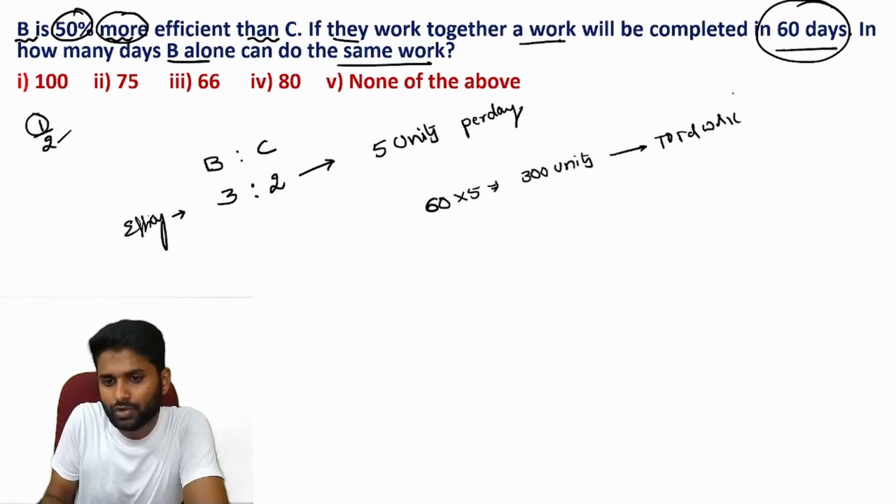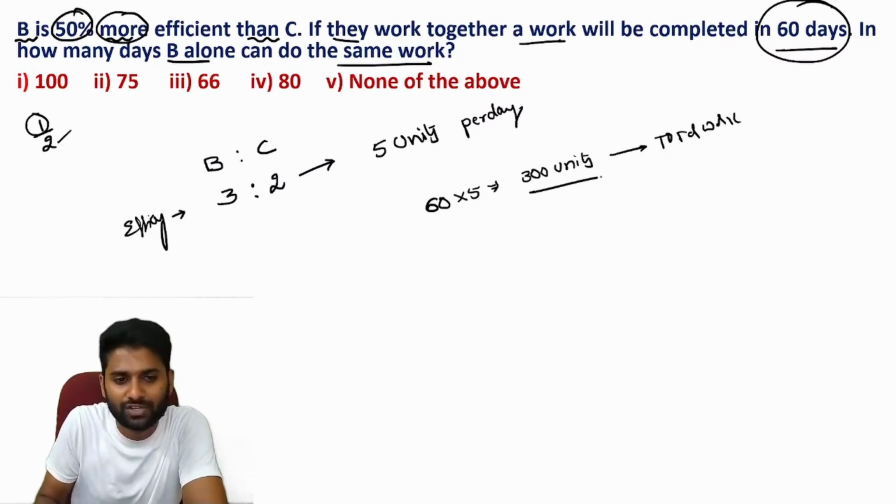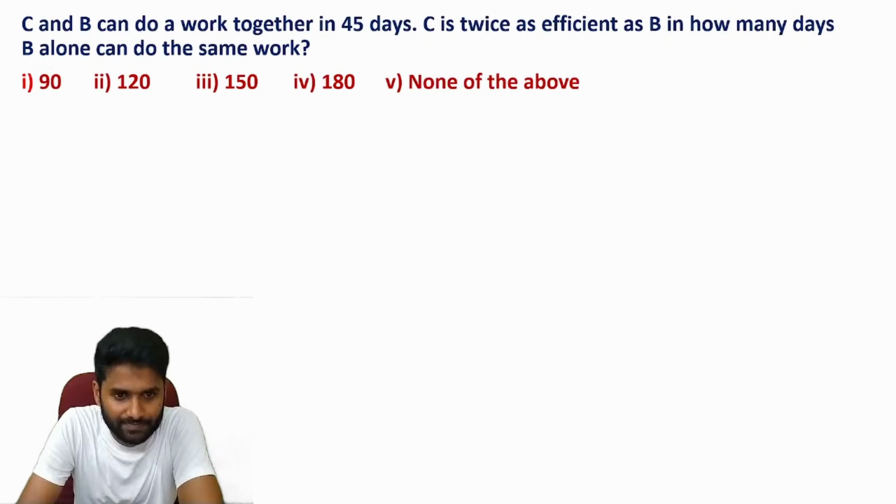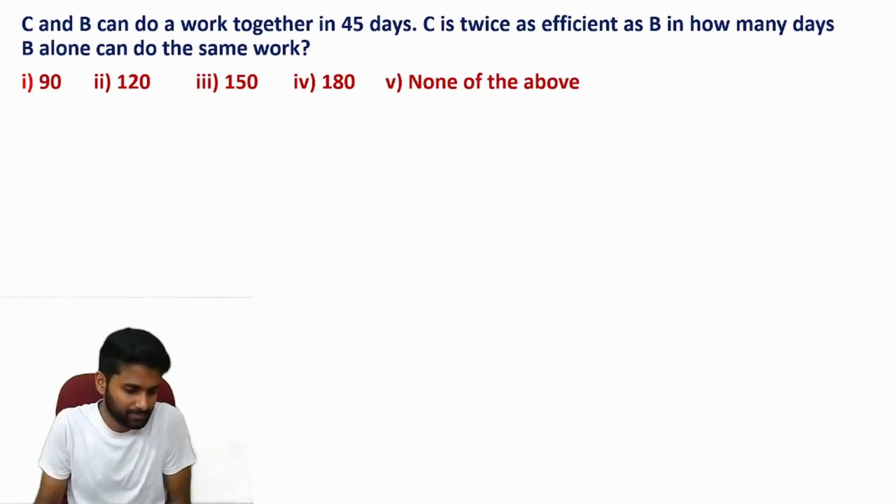Now the question: we are assigning these 300 units of work to B alone. How much time does it take? B's efficiency is 3 units, so it takes exactly 100 days. Try this question.